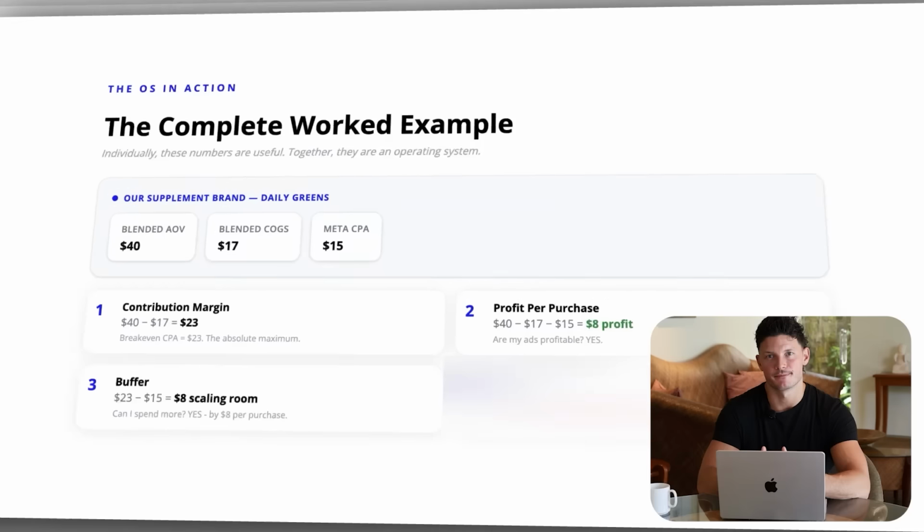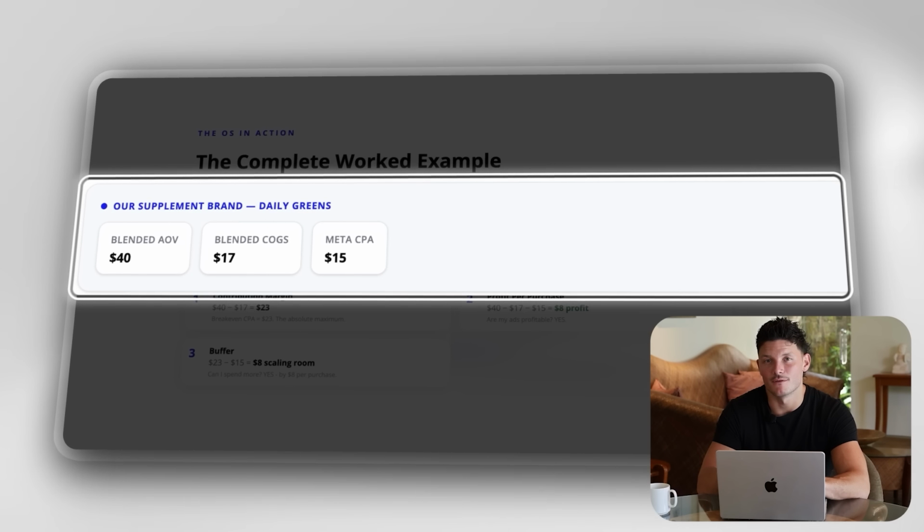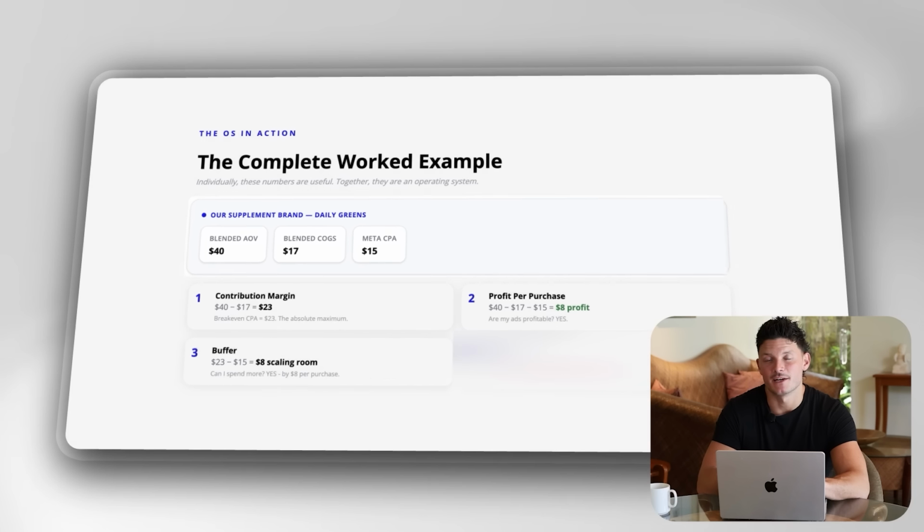So now you've got the system, let me show you how this actually works in real life. Individually, these numbers are useful, but together they are an operating system. Operating systems don't guess, they compute. So here we have an average order value of $40. We have a blended COGS of $17 and a Meta CPA of $15.